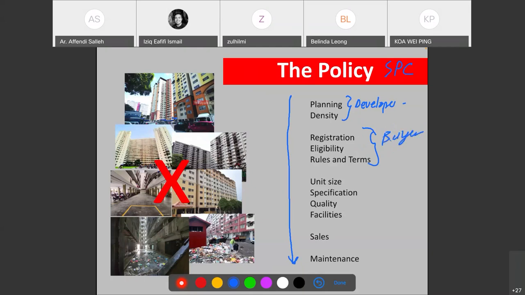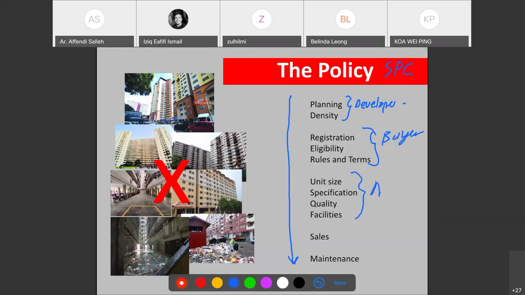The policy also dictates what the architecture would be. They dictate the unit size. They dictate the specification. All units must have ceramic tiles at the basic. I cannot design the affordable homes with simen rata at the toilets, for example. Developers cannot use a door without frames, for example. All the specifications are lined up. So the basic minimum quality is there, governed by the policy.